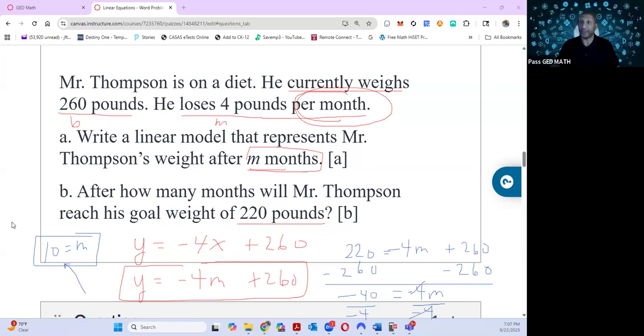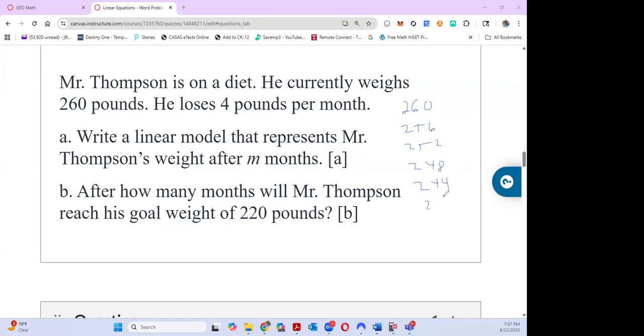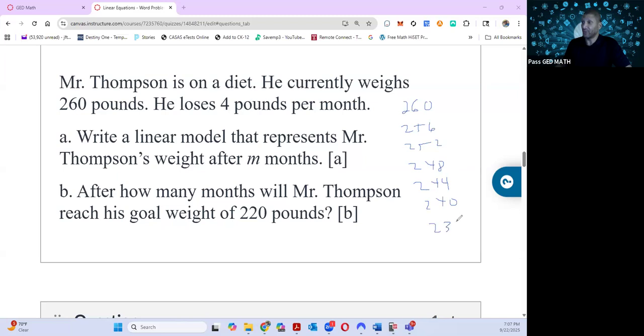Or, watch this. I'm going to show you an even better way. 260 minus 4, 256, 252, 248, right? No, you get me confused, man. 244, 240, 236, 232, 228, 224, 220. 1, 2, 3, 4, 5, 6, 7, 8, 9, 10.